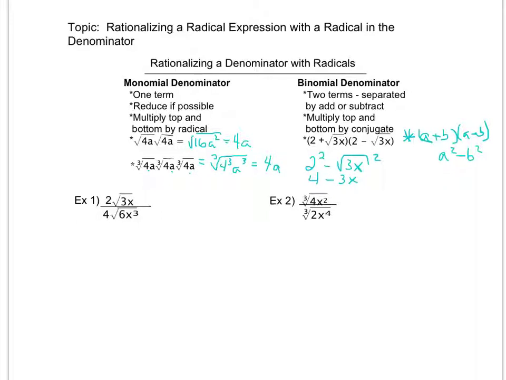On the first one, I notice that the first thing I'm going to do is reduce, because I can reduce these non-radical parts, 2 and 4, as well as these radical parts. After reducing, my 2 becomes 1, my 4 becomes 2, my 3 becomes 1, my x becomes 1, my 6 becomes 2, and my x cubed becomes x squared. I'm left with 1 times the square root of 1, which is just 1 on top, over 2 times radical 2x squared. So now I want to get rid of that radical on the bottom, so I'm going to multiply top and bottom, since it is a monomial, by just the radical part.